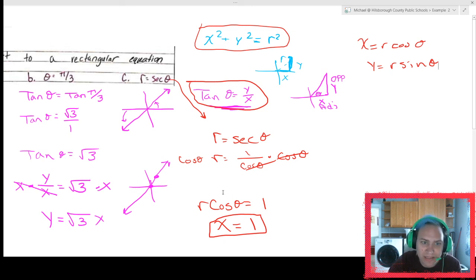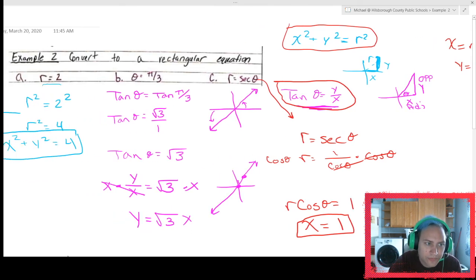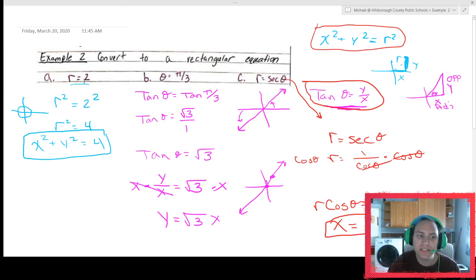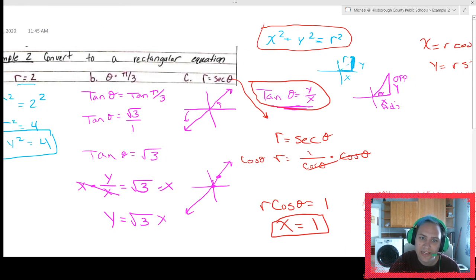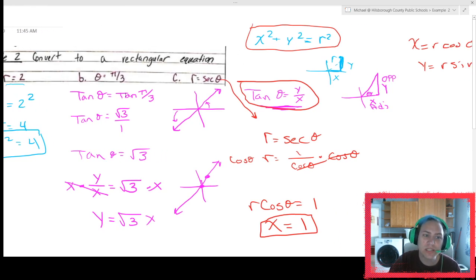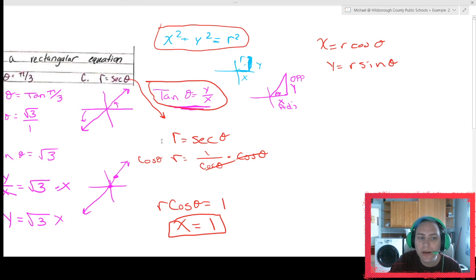If you see that r is equal to a constant, you square both sides and set up the equation of a circle. If you see that theta is equal to some sort of radian or degree measure, you're going to take the tangent of both sides and use tangent of theta is equal to y over x. And if you see that the radius is equal to something like secant or cosecant, you're going to go ahead and just multiply both sides by that reciprocal, right? And that should get you going in the right direction.